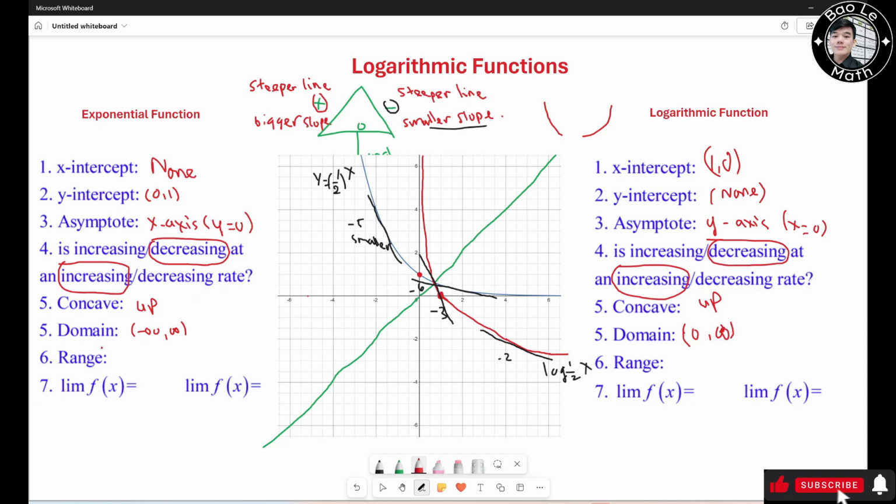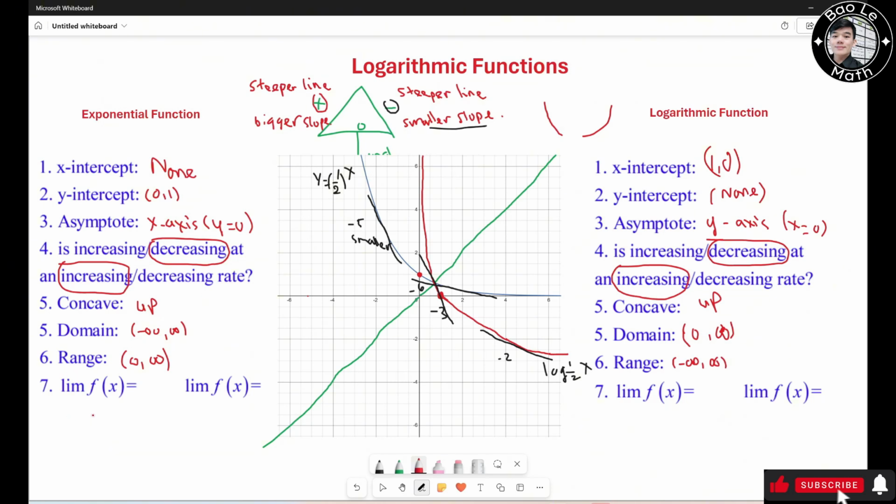Now the range right here, look at the exponential function, it's above the x-axis, so the range should be from 0 to infinity. And the range for the logarithmic function right here is going to be negative infinity to positive infinity, right? Because it keeps going down and this guy keeps going up.